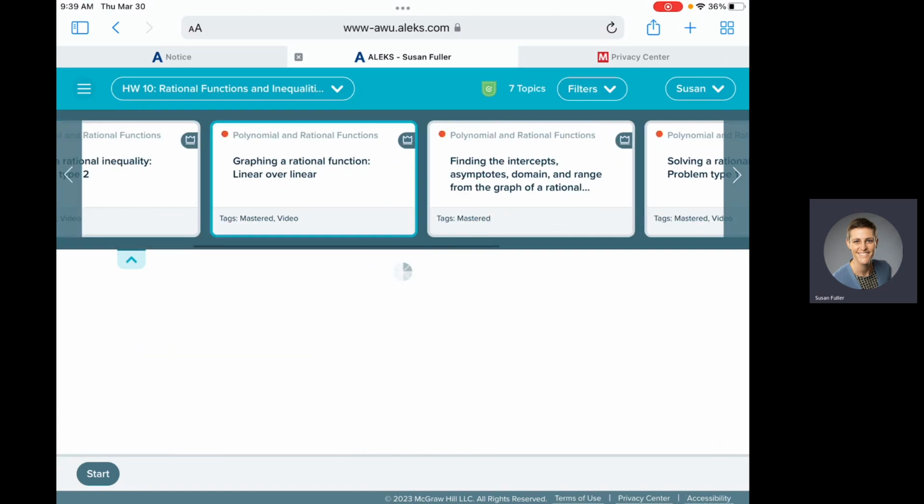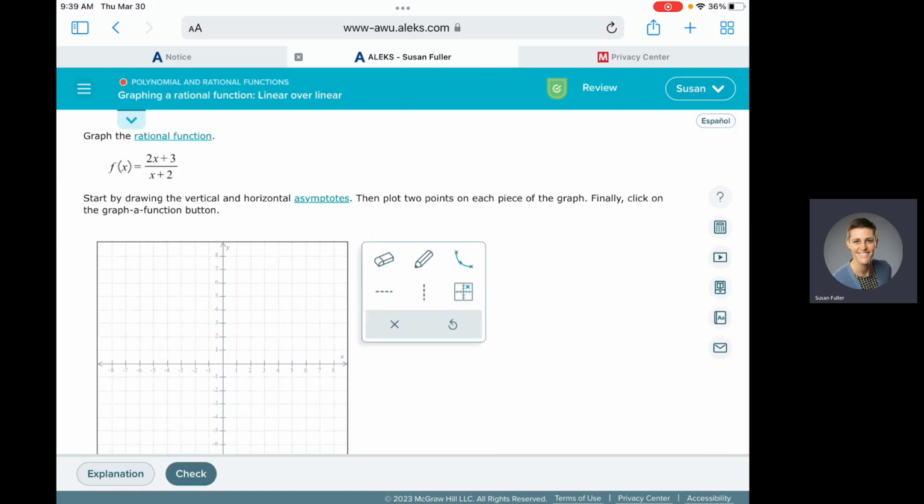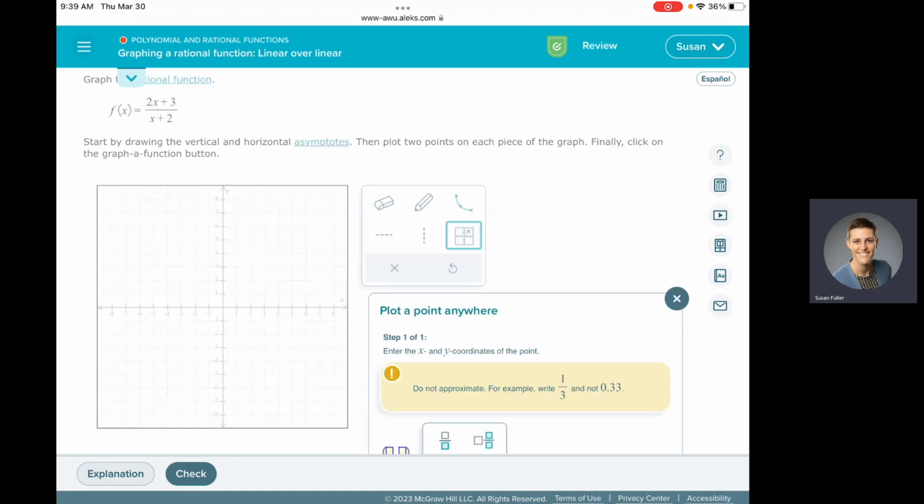The other graphing topic, graphing a rational function of linear over linear, looks like this. This time, it's going to want you to plot your asymptotes separately. So you'll graph your horizontal asymptotes with this button. You'll graph your vertical asymptotes with this button. And then you will need to plot 2 points on either side of your graph. So you'll use this pencil button to plot your points, or you can use this button right here.